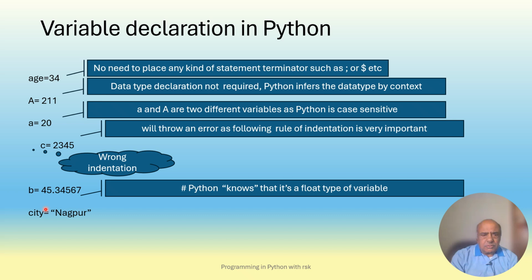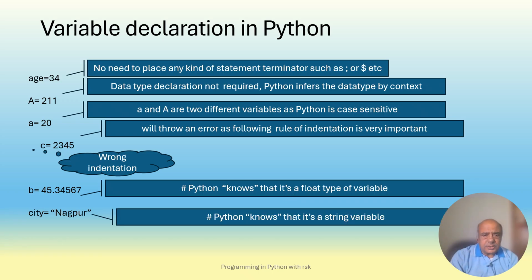Now here b is equal to 45.34567. Looking at this number, Python will understand that b is a float type of variable and city is a string variable.